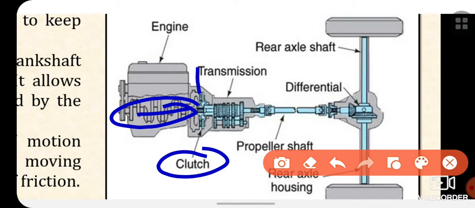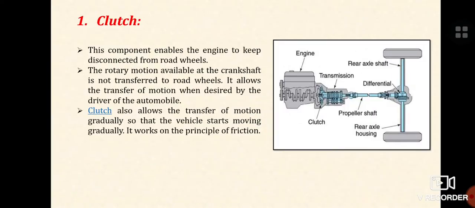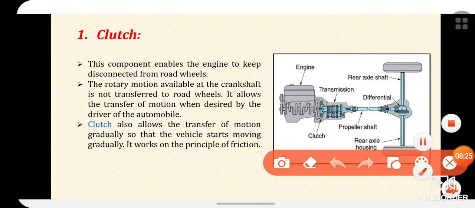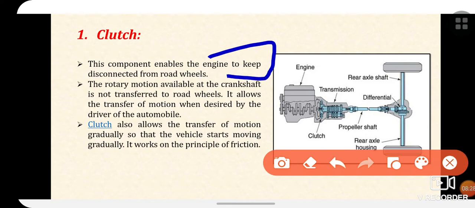When starting the engine, the clutch disconnects the engine crankshaft and the gearbox. So these components enable the engine to stay disconnected from the road wheels. Rotary motion at the crankshaft is not transferred to the road wheels. It allows the transfer of the motion when desired by the driver of the automobile. Clutch also allows the transfer of motion gradually so that the vehicle starts moving gradually. It works on the principle of friction. There are different types of clutches also that we will cover one by one.